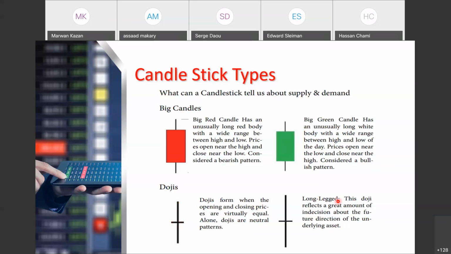Now a long leg doji is the same as the normal doji, but shows even more indecision, stronger indecision. People here are more indecisive about what to do. Some people buy, some people sell against each other.